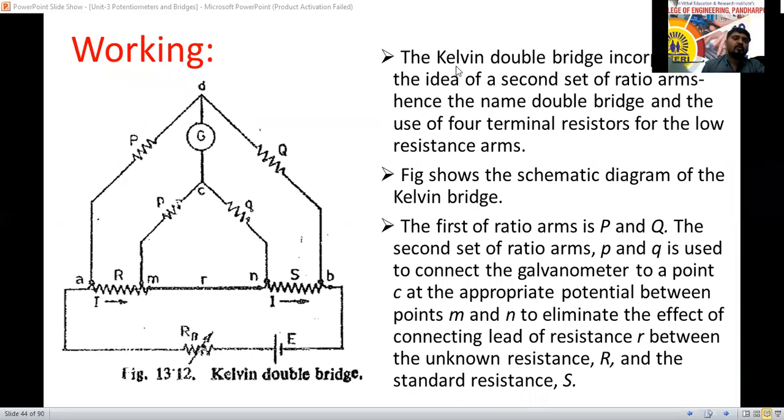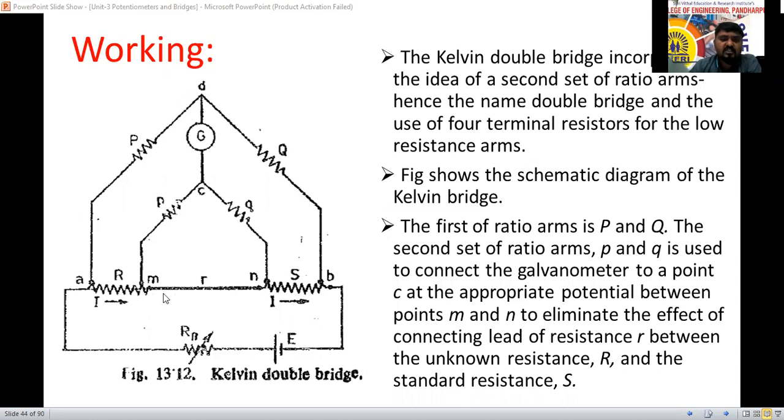Okay. So here, the outer arms we are going to call P and Q, and the small p and q resistances are the lower arms of the bridge. The capital P and Q are the outer arms. R is nothing but the unknown resistance, and S we are going to call the standard resistance here.